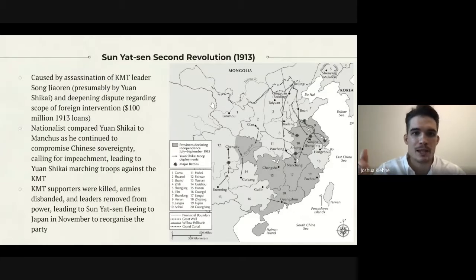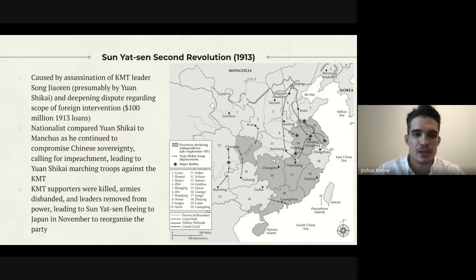Song Jiaoren is assassinated, a key Kuomintang leader. And there are deepening disputes because of Yuan Shikai's policies to further give in to foreign intervention. He signs $100 million worth of loans in 1913 with the banking consortium of foreign nations, which includes Japan, the US, Britain, France. So again, we see China being carved up by these foreign powers. And the birth of the Republic was meant to be the push for China to become sovereign, independent of foreign nations, and try to boost national pride.